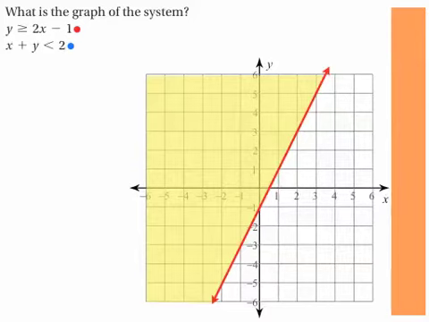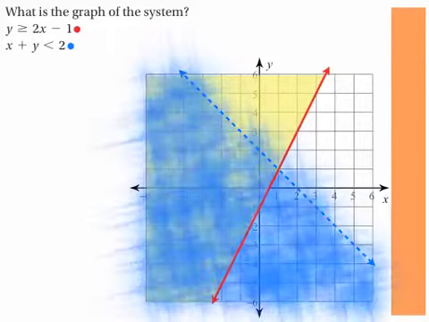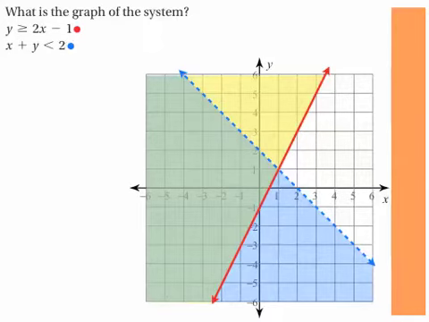Then I have the next linear inequality, which is x plus y is less than 2. This one is not in slope-intercept form yet, but I can put it in slope-intercept form by subtracting x from both sides, which gives me y is less than -x plus 2, which means my y-intercept is at 2, and then my slope would be -1. This is going to be a dashed line because it's just less than. It's not less than or equal to. And I would need to shade below because y is less than that line.